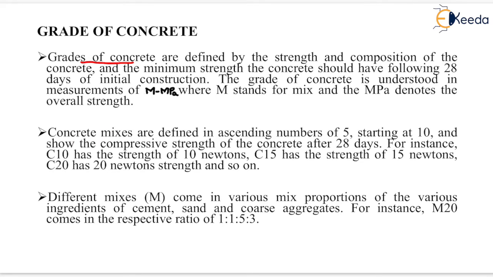Concrete mixes are defined in ascending numbers of 5 starting at 10 and show the compressive strength of the concrete after 28 days. For instance, C10 has the strength of 10 newtons, C15 has the strength of 15 newtons, C20 has 20 newton strength, and so on. Different mixes come in various mixed proportions of the ingredients cement, sand and coarse aggregate. For instance, M20 comes in the respective ratio of 1:1.5:3.